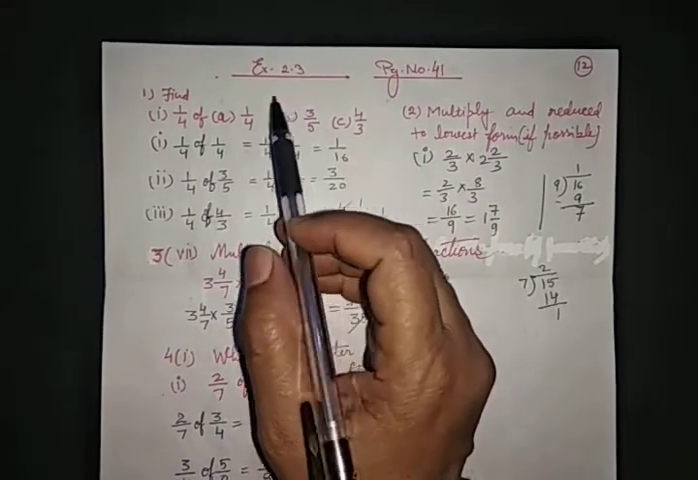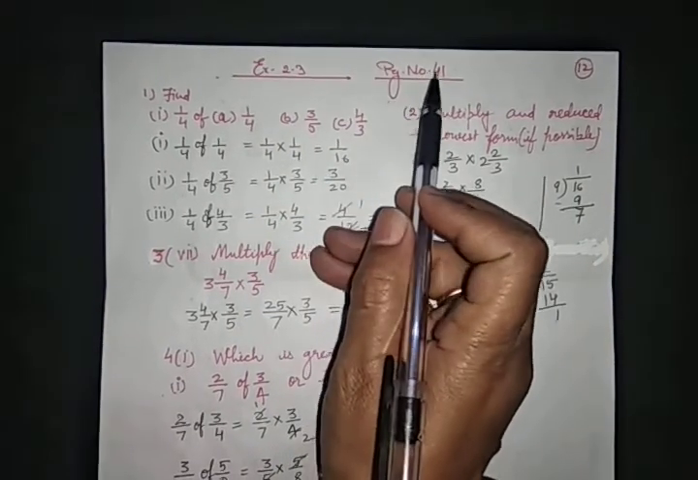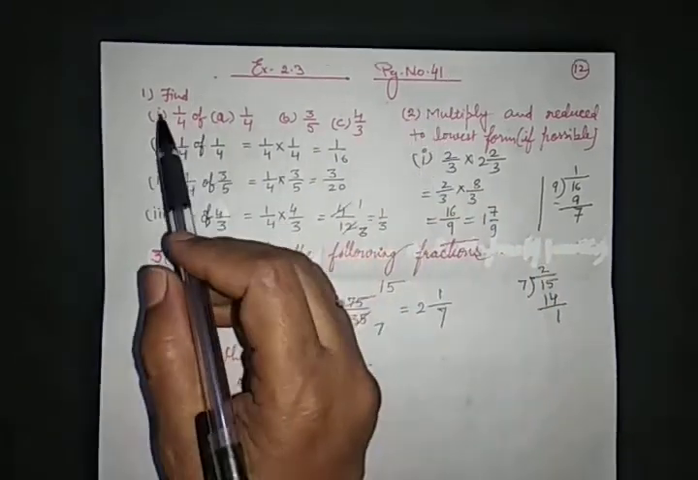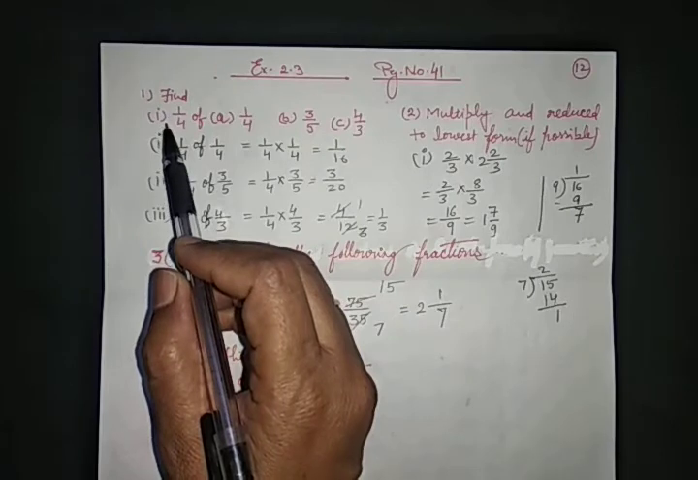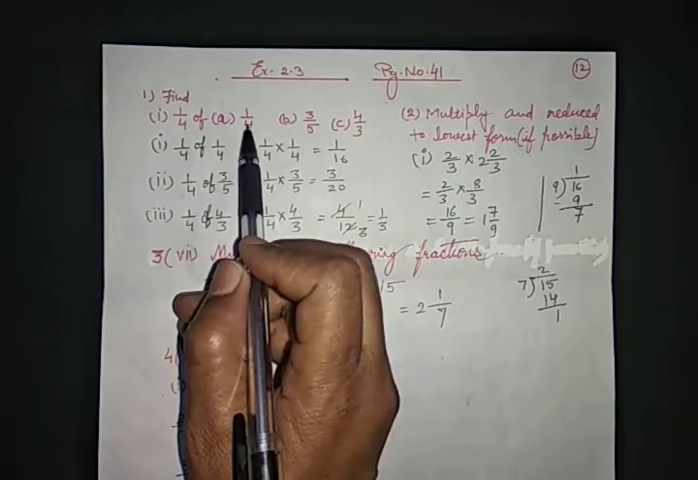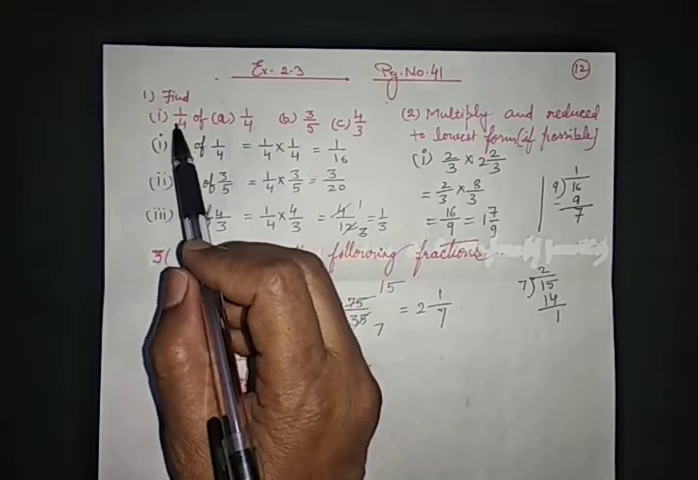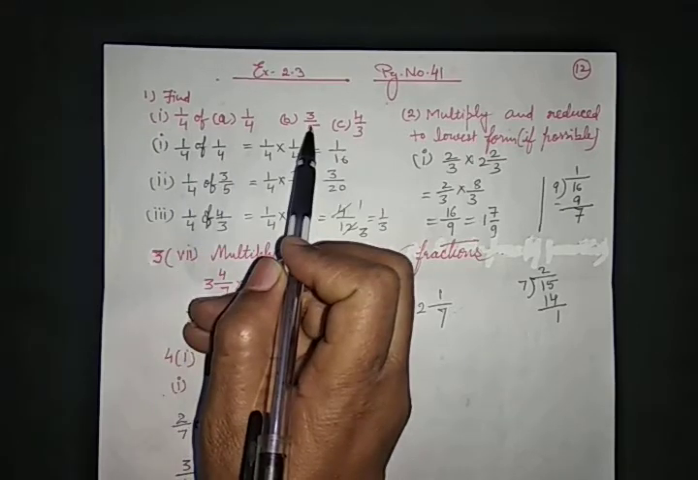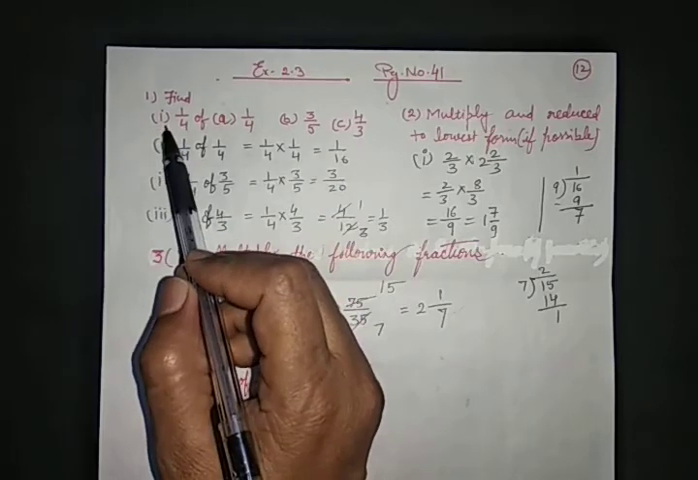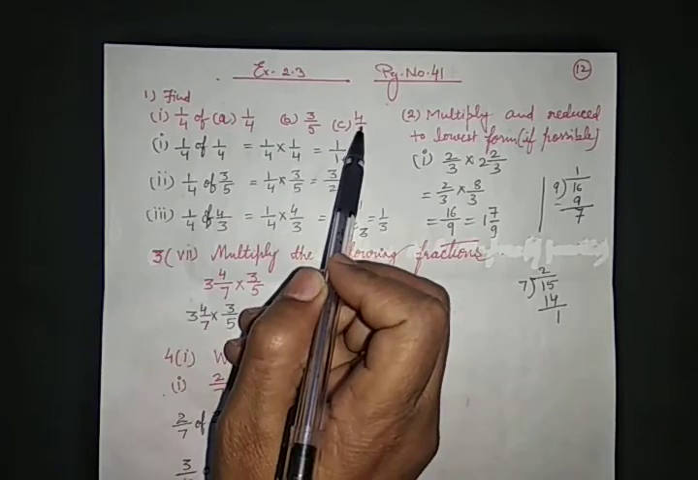Hello children, today I am going to start exercise 2.3, page number 41. Here in this exercise, the first question is: find the first part, 1 by 4 of 1 by 4. And B part of the first part is 1 by 4 of 3 by 5. And C part of question number 1, first part, is 1 by 4 of 4 by 3.